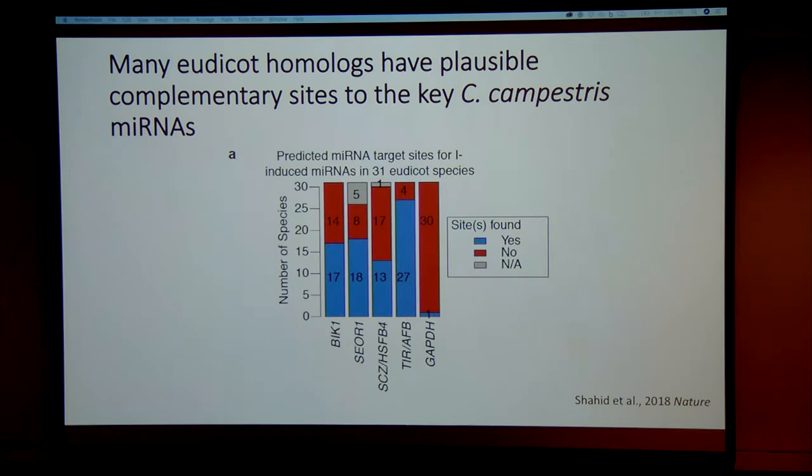Is it plausible? And I told you before from our previous work, we have a really good idea about the amount of complementarity that you need to make a functional microRNA target site, right? So this is the result of that. We had 31 really well annotated eudicot genomes at the time we did this analysis. So for BIC1, about half the time we find a good target site, a little bit less for this gene. For the TIR and AFB ones, most of the time we do. And GAPDH is a negative control here, just to show informatically how frequently we would get false positives. And it looks pretty convincing. So yeah, many other genomes have plausible complementary sites.